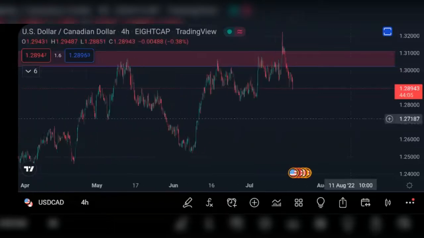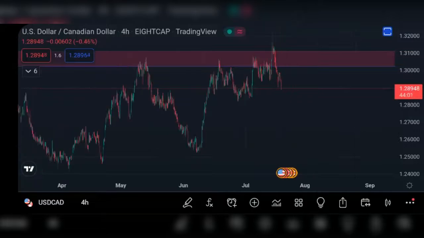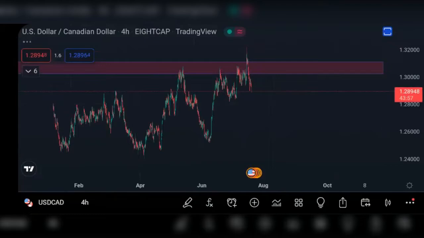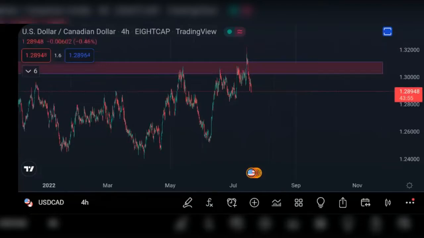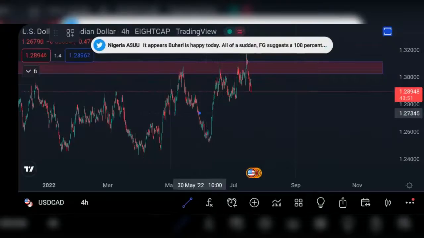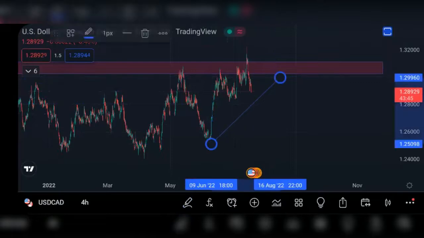Then we'll go over to the 4-hour time frame. Now on the 4-hour time frame, the first thing that we do is establish the trend. You can see that it's actually bullish, because price was moving like this.